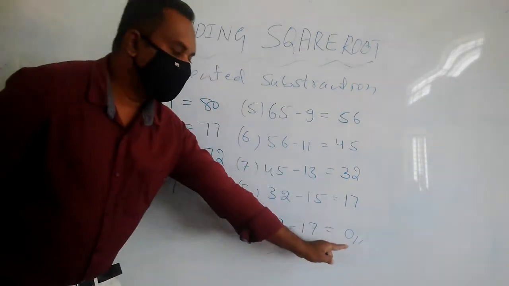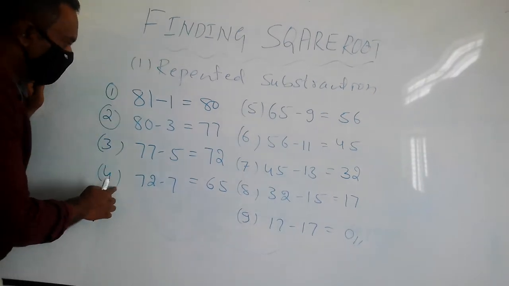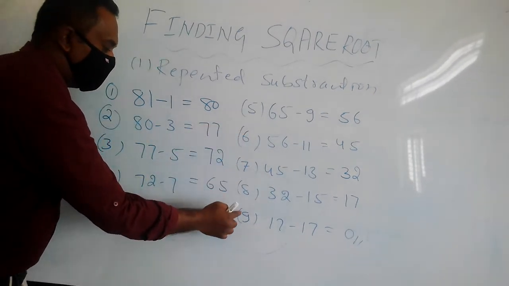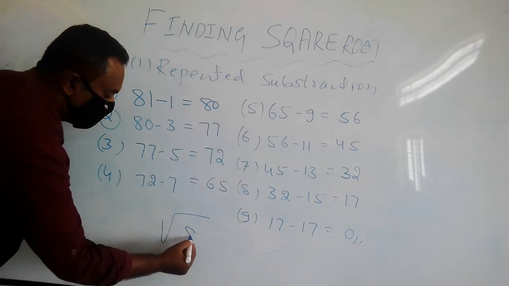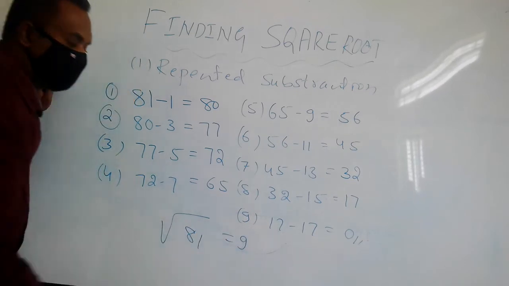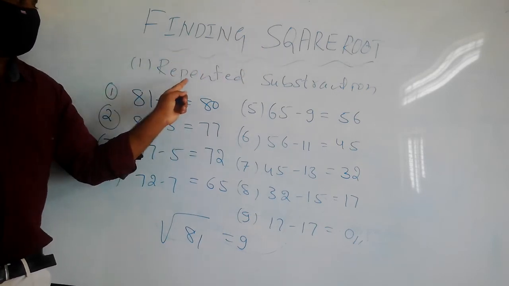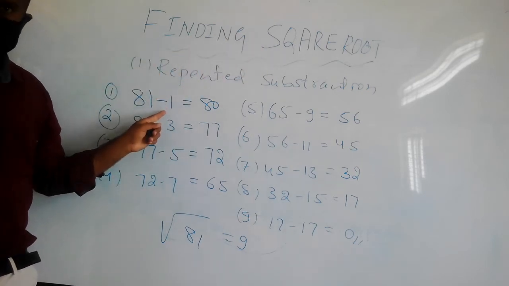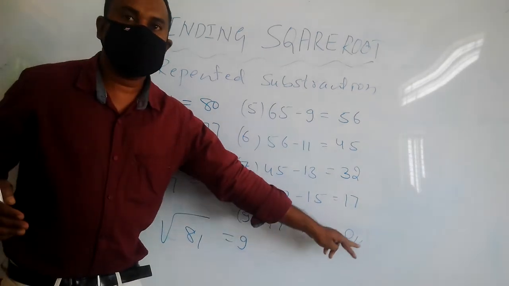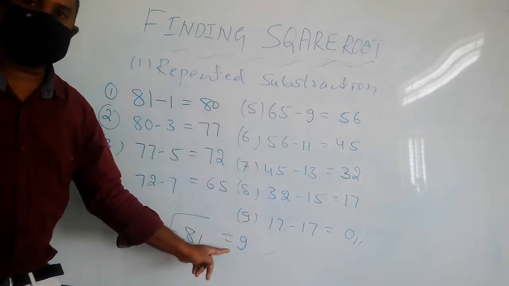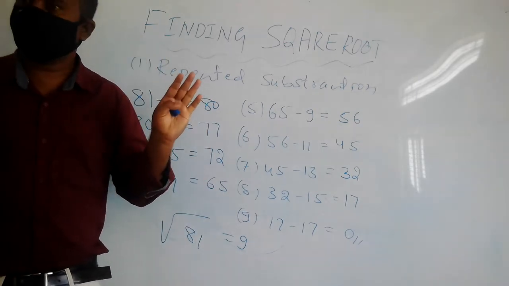Do it up to a 0 result. Now count the steps here. 1, 2, 3, 4, 5, 6, 7, 8, 9. Means square root. This is the symbol of square root. Square root of 81 is how much? 9. Clear? Understood? This is the way of finding the square root by repeated subtraction. Take the first odd number here, next consecutive odd number, 5, 7, up to the result of 0. Then after that count the steps. How many steps are you getting? That is the square root of the given number. Clear?